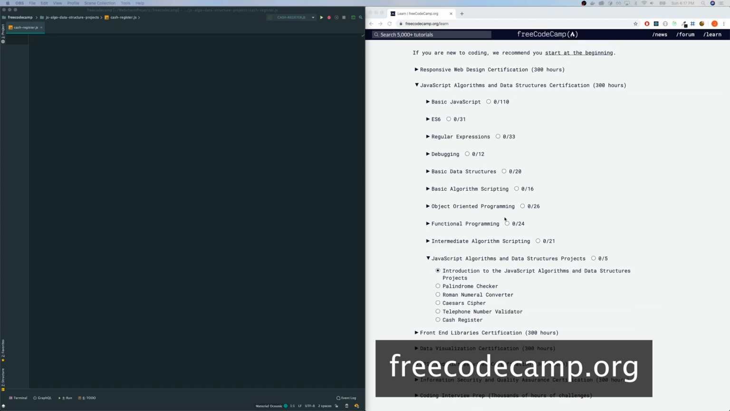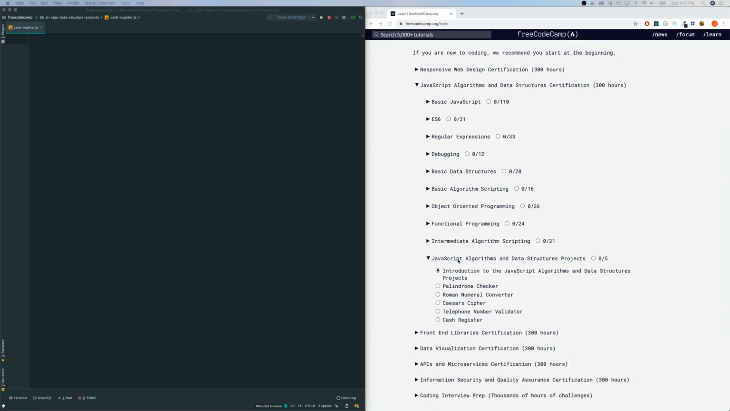And the algorithm that we're looking at is under JavaScript Algorithms and Data Structures Projects. That's such a long title. And the one that we're looking at is the final one, as a matter of fact, Cash Register.